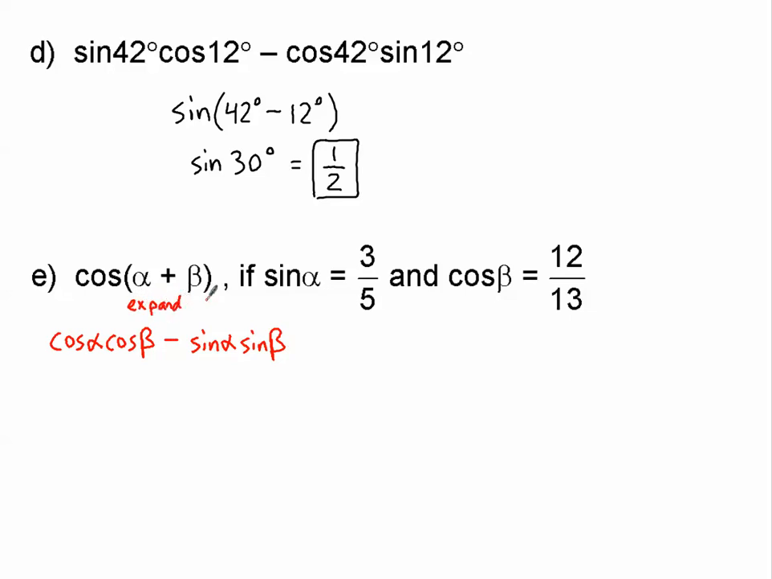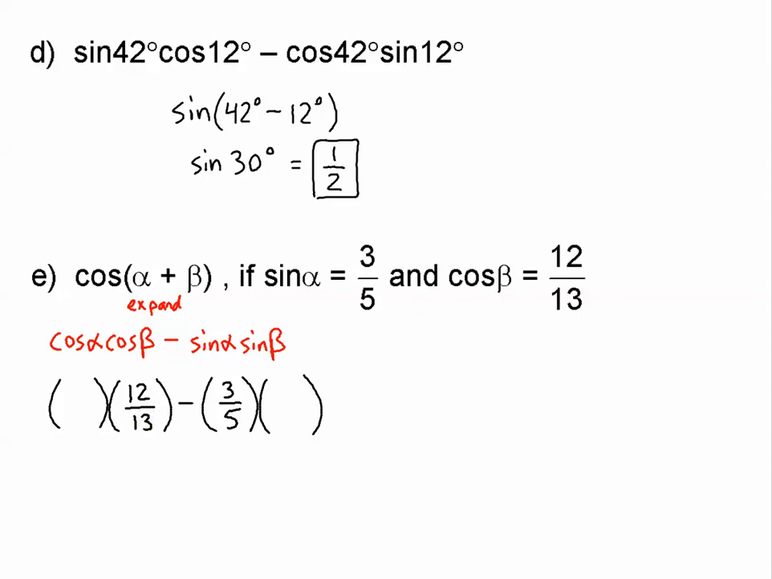Now let's see what we need. Obviously, each one of these is going to be replaced by a certain value. Actually, we already know a couple of those values. We already know that the sine of alpha is 3/5. So where it says sine of alpha right here, I could put the 3/5. And we also know that the cosine of beta is 12/13. So where it says cosine of beta, I can put the 12/13.